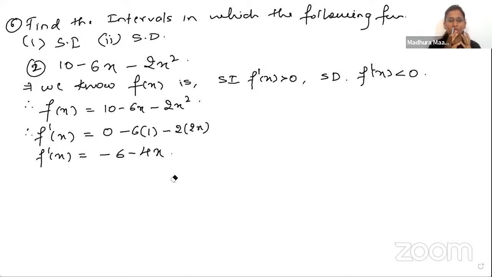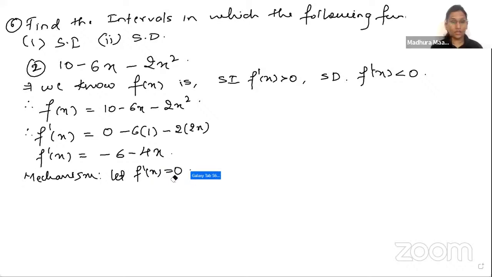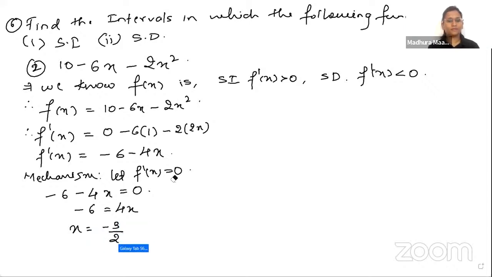That means for some values of x the function will be increasing, and for some values of x it will be decreasing. Okay, so in order to find those intervals, what is our first mechanism? F dash of x equals what? 0. Okay, so what is our f dash of x? -6 minus 4x equals 0. So -6 equals 4x. So x becomes what? -3/2. Is this correct? Yes, ma'am. Okay, so x is -3/2.